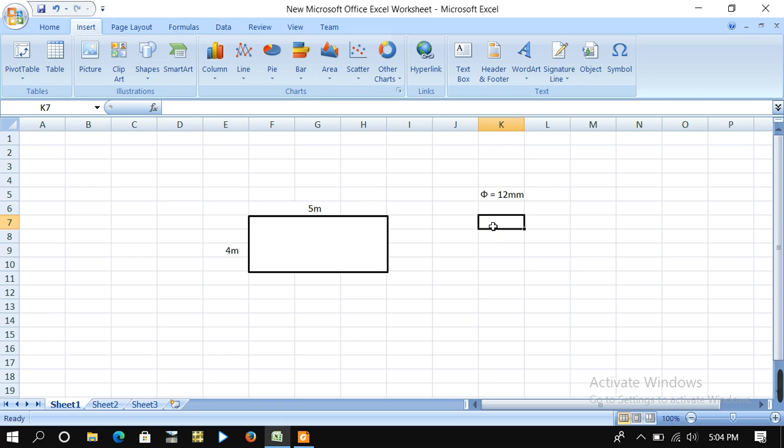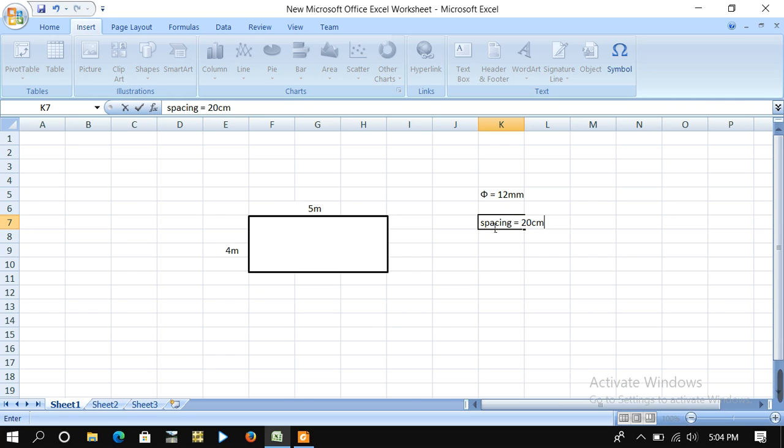Another thing that you should assume is the spacing. The spacing that I'm going to use for my task is 20 centimeters. Most of the time in design calculation, the spacing used is 20 centimeters, so that's why I used it here.